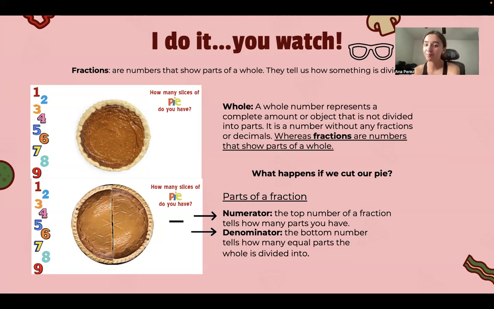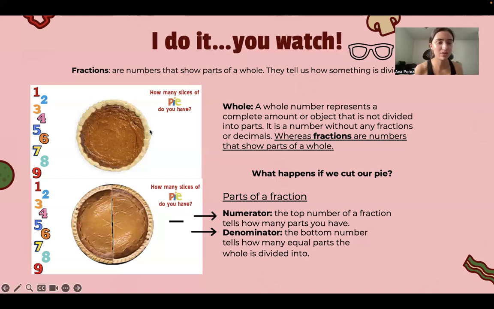Meanwhile, a whole number represents a complete amount or object that is not divided into parts. It is a number without any fractions or decimals, whereas fractions are numbers that show parts of a whole. Okay, let me say that again. A whole number represents a complete amount or object that is not divided into parts, whereas fractions are numbers that show parts of a whole. So a whole number is the complete amount, while fractions are numbers that show us parts of a whole.